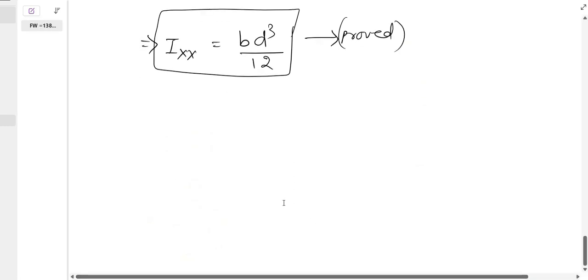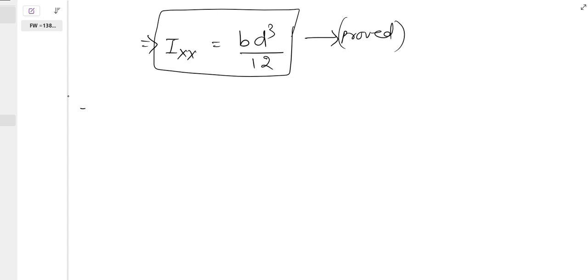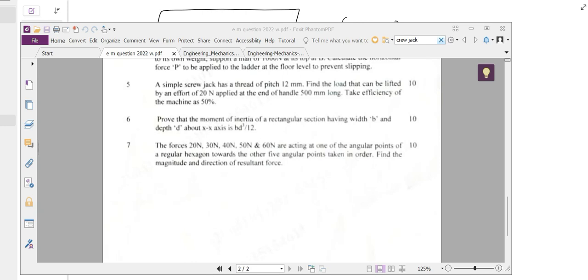Question number 7. The forces 20 Newton, 30 Newton, 40 Newton, 50 Newton and 60 Newton are acting at one of the angular points of a regular hexagon towards the other 5 angular points taken in order. Find the magnitude and direction of resultant force.